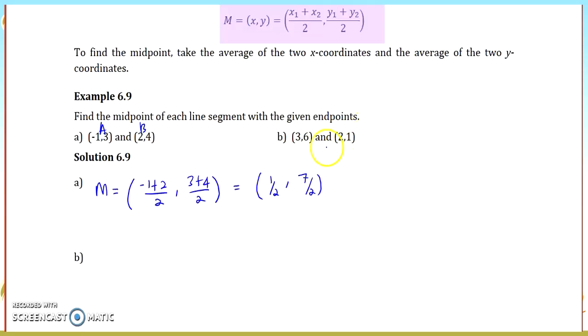For the second midpoint, from point P to Q, the x component is (3 + 2)/2, and the y component is (6 + 1)/2. Therefore, the coordinate of the midpoint between these two points is 5/2 and 7/2.